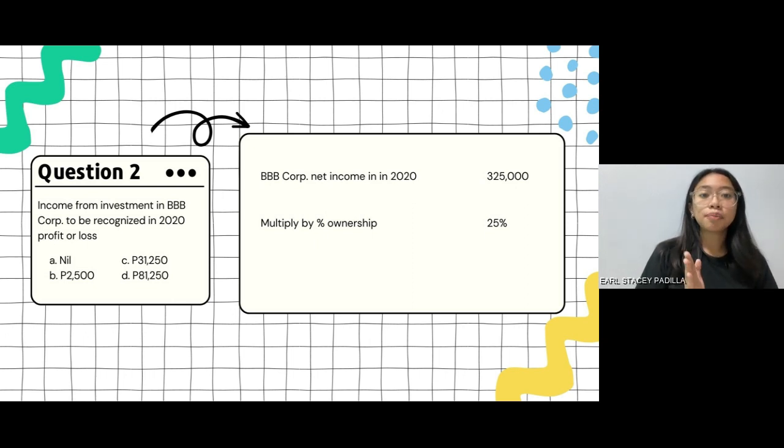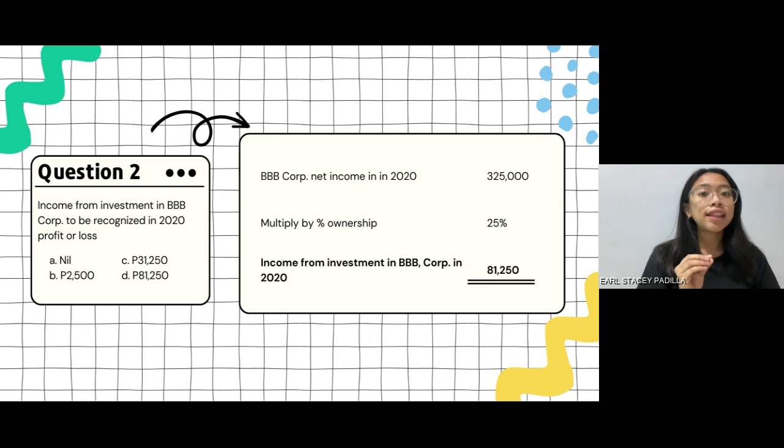It is stated in the problem that it owns 25% share and there is a profit of 325,000 pesos for the year 2020. As we can see, therefore we multiplied 325,000 pesos by 25%, getting a total of 81,250 pesos as the income for investment in BBB Corporation in year 2020. So, the answer would be letter D, 81,250 pesos.